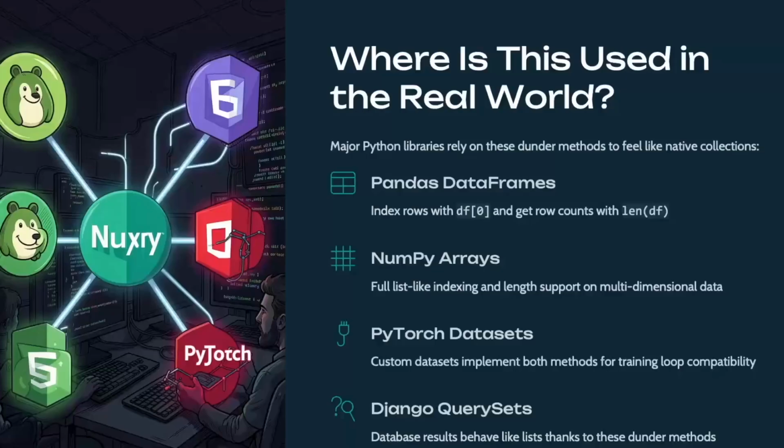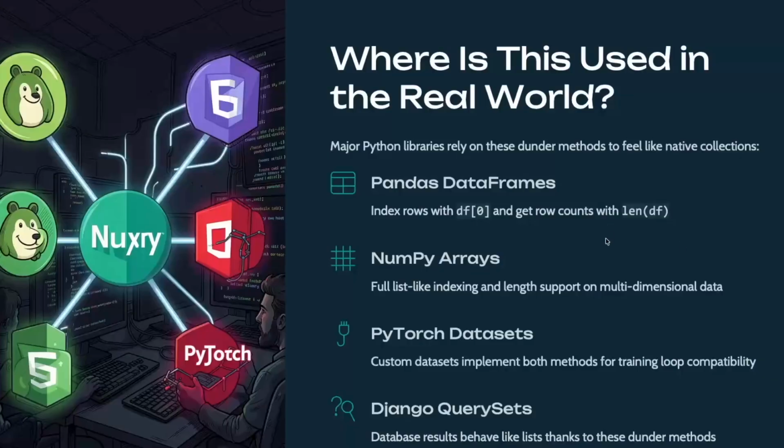Now, you might be wondering where this is actually used in the real world. The answer is everywhere. Pandas data frames support indexing and length operations. NumPy arrays behave like collections because they implement these kinds of Dunder methods. PyTorch datasets use __len__ and __getitem__ on a regular basis, so training loops can work automatically. Django query sets behave like lists for the same reason. Experienced Python developers often design classes so they feel natural to use. Instead of forcing users to call catalog.getProduct and index 0 again, they can simply write catalog[0], so that it feels cleaner and more natural.